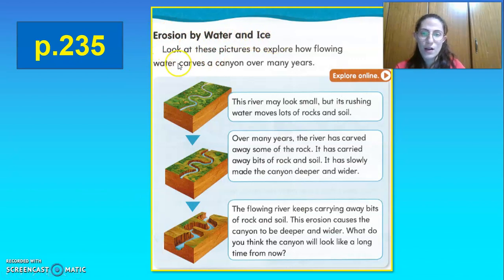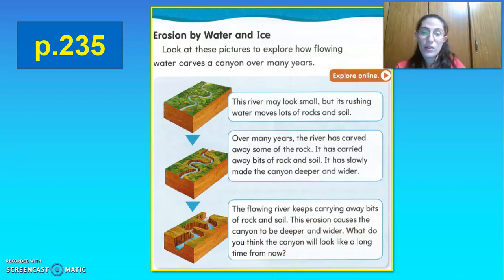Erosion by water and ice. Look at these pictures to explore how flowing water carves a canyon over many years. This river may look small, but its rushing water moves lots of rocks and soil. Over many years, the river has carved away some of the rock. It has carried away bits of rock and soil. It has slowly made the canyon deeper and wider. The flowing river keeps carrying away bits of rock and soil. This erosion causes the canyon to be deeper and wider. What do you think the canyon will look like a long time from now?